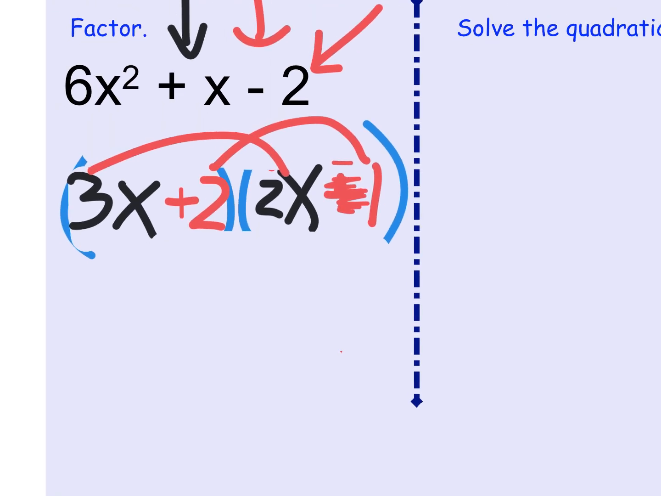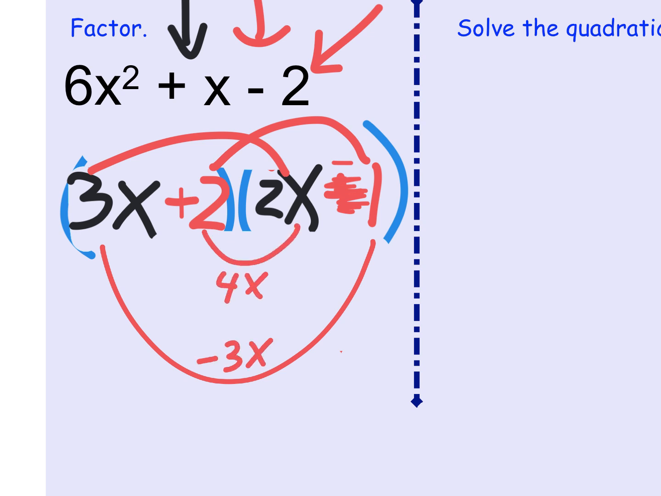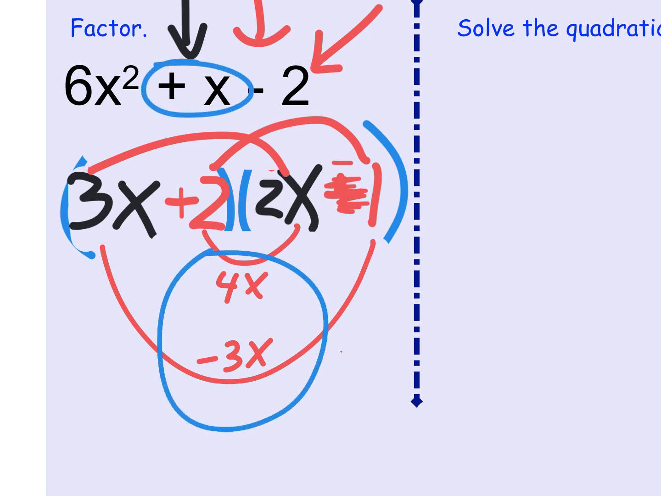And how can you know you're right? Because when you do the outside and the inside, now we get 4x and negative 3x, and that makes positive 1x just like we wanted. You get that? Okay. Now that's the factoring.